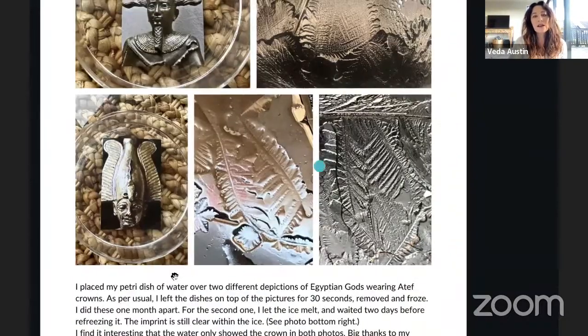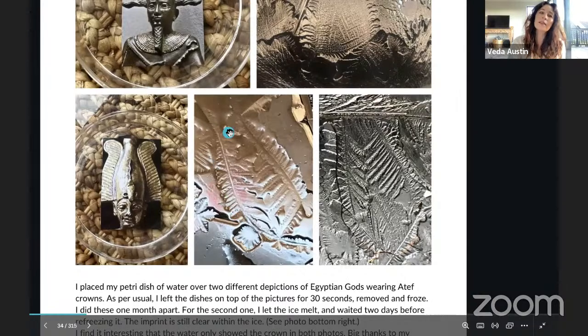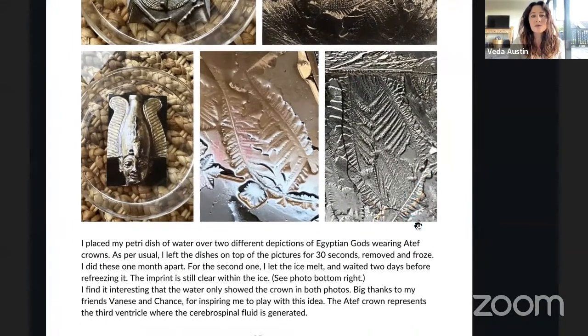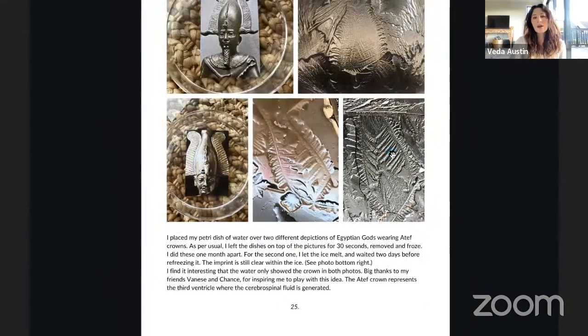Now here, I did this one and I let the water melt and then I refroze it. So I'm using the same water, and I've done this multiple times throughout my book where I'm actually using the exact same water to see how long an imprint lasts for. So this one here, you can see it designed the crown again, and it was the same water. Now, the Atef crown must be something of significance for us to be seeing it.